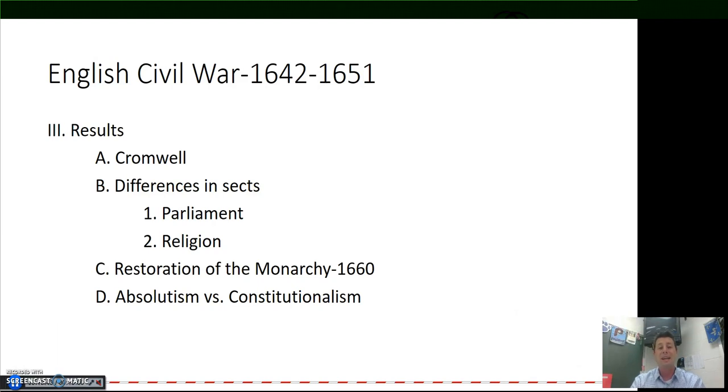Who is in charge? In England, it's really the strength is within constitutionalism. There's a limit to the power of the monarch. In other places like eventually Prussia, Russia, and France, we're going to see absolutism play a much, much bigger role. And that's where we'll stop off here for today.